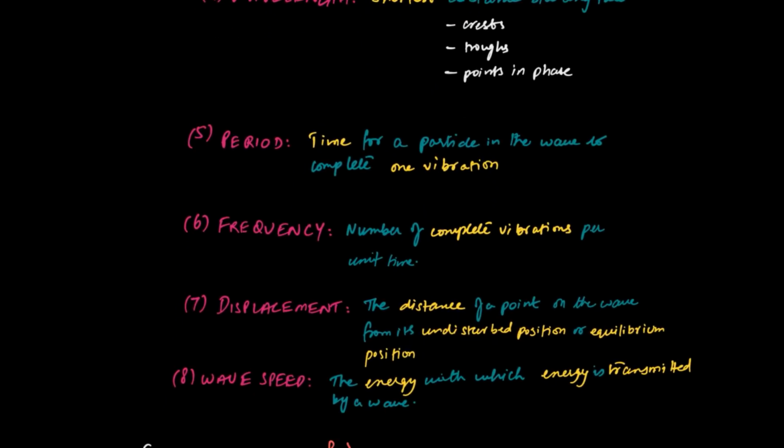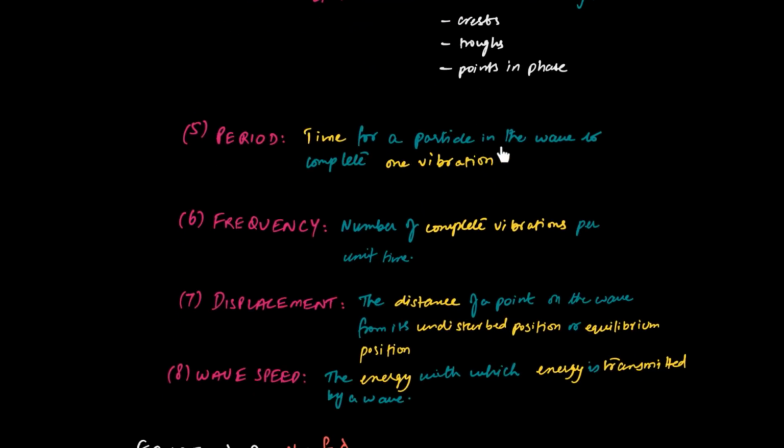What is a time period? Time for a particle in the wave to complete one vibration. So after one complete vibration is finished, the time taken for the particle to complete that is known as the time period. What is the frequency? Frequency is basically number of complete vibrations per unit time, or number of complete vibrations per second, and the units of time period is seconds. The units of frequency is 1 upon seconds or hertz.